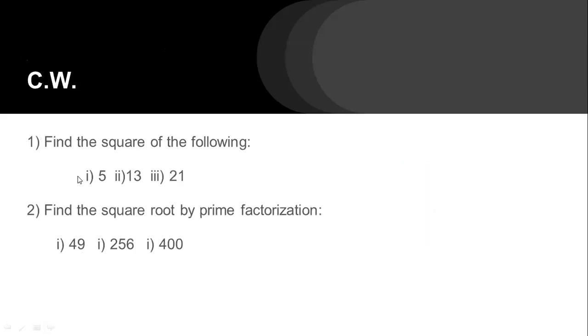Here is the class example. The question is: find the square and the square root of the following numbers. 5, 13 and 21 are numbers whose squares we find. Then find the square root by prime factorization of 49, 256, and 400. These are all the numbers for which we have to find the square and square root.